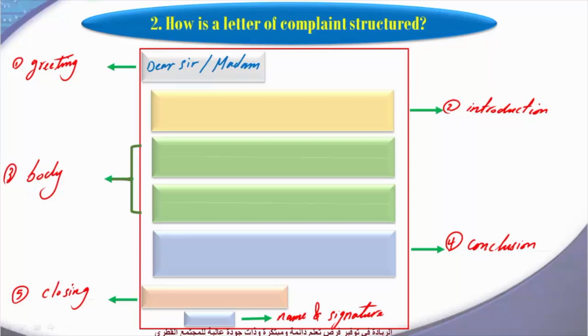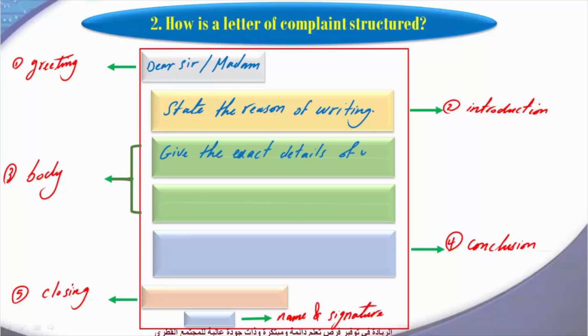Then in the introduction, you state the reason for writing. For example, I'm writing this letter to complain about so and so, or I'm writing to show my anger or dissatisfaction with so and so. Then you are going to give the exact details of your complaint in chronological order in your body. You are going to describe what exactly happened.